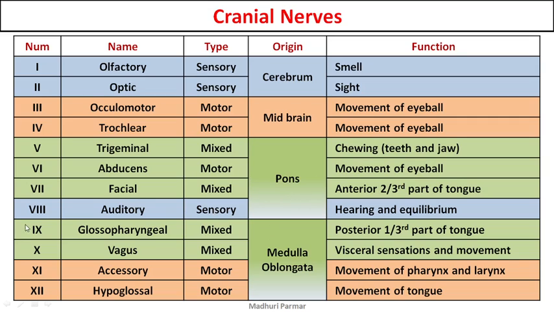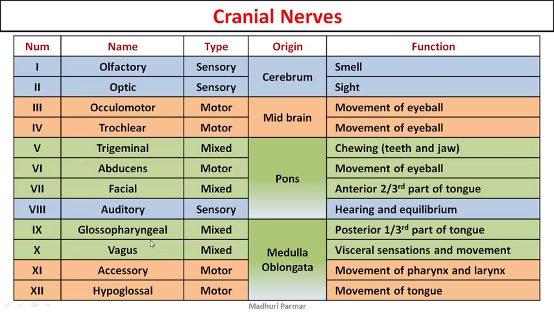Fine. Then the ninth nerve is called glossopharyngeal. It is a mixed type of nerve, and it has origin or ends in the medulla oblongata. What is this glossopharyngeal doing? The posterior one-third part of the tongue is innervated with help of glossopharyngeal. This means that it has to do with tasting as well as food swallowing. So your tongue, it helps in swallowing food. This is maintained by your glossopharyngeal nerve.